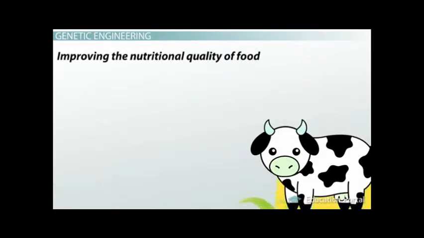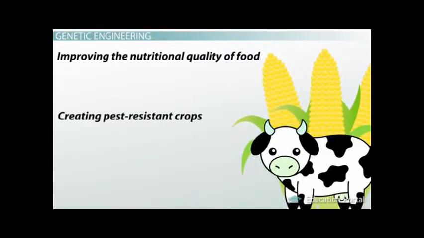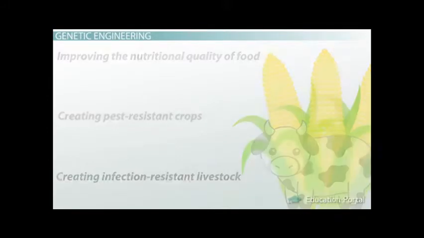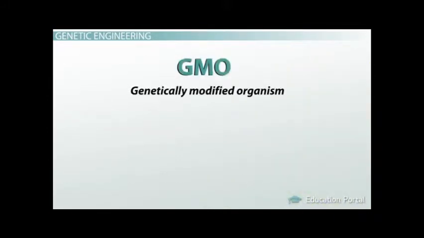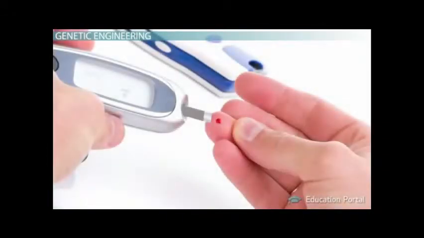Some uses of genetic engineering include improving the nutritional quality of food, creating pest-resistant crops, and creating infection-resistant livestock. Organisms whose genome has been altered are commonly referred to as GMOs. GMO stands for genetically modified organisms. But how does this relate to our insulin problem?